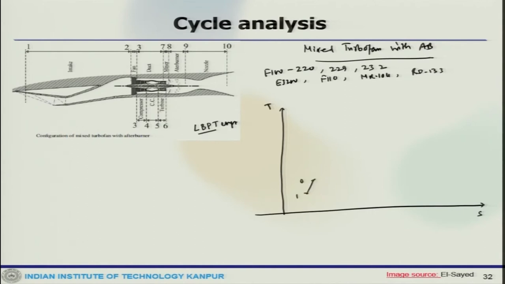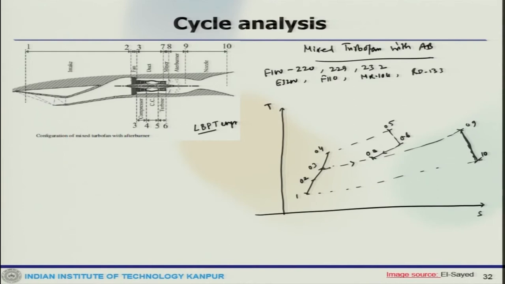So 1 to 2, then you have 2 to 3, 3 to 4, then 4 to, let's say, 5, then you come to 6, then go to 9, then 6 comes to somewhere, this is 8, and then 9 comes to 10. So that's the TS diagram.